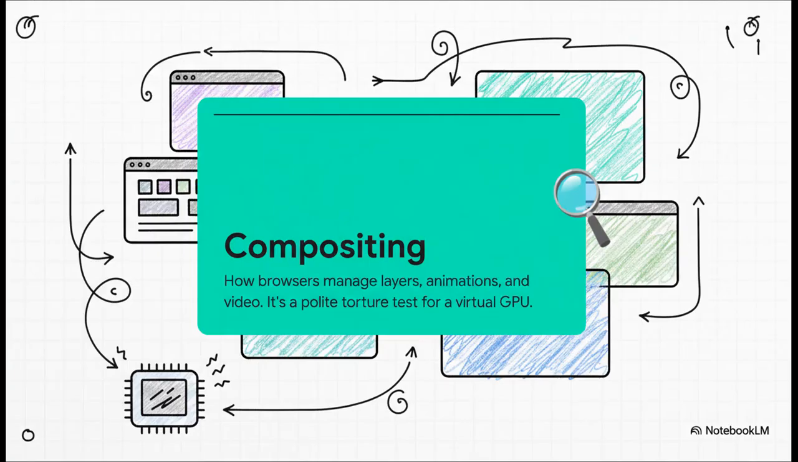See, your browser doesn't just paint a flat picture on your screen. It's actually managing dozens, sometimes hundreds of different layers for text, images, videos, animations, the whole shebang. That process is called compositing. And for a virtual GPU that's trying to translate all those commands for your real hardware, well, it's a constant, demanding workload. It's basically a polite torture test that's designed to expose any little weakness in that translation layer.